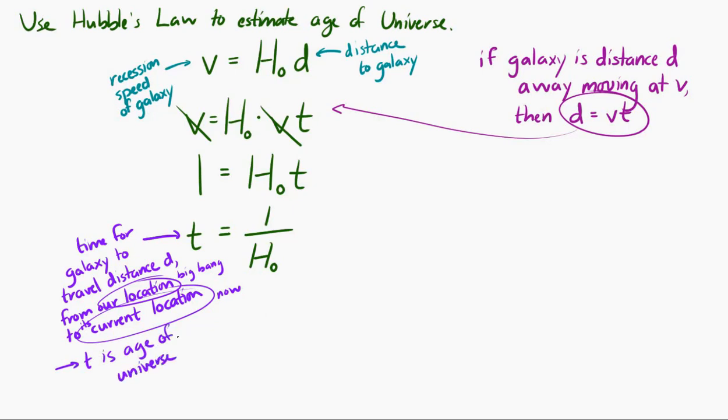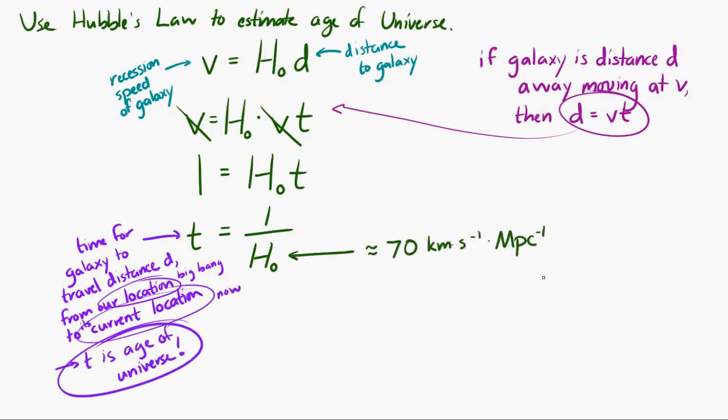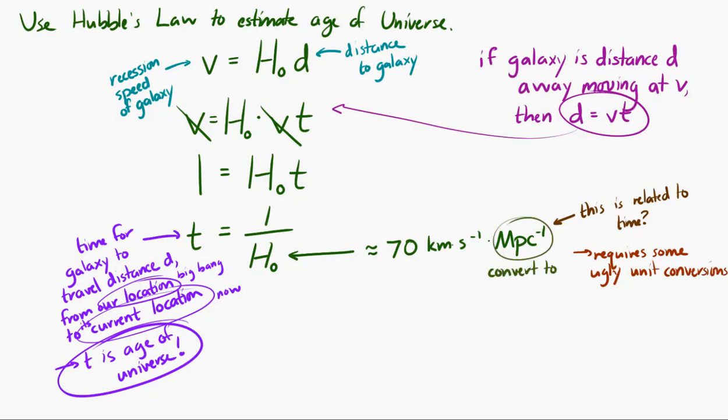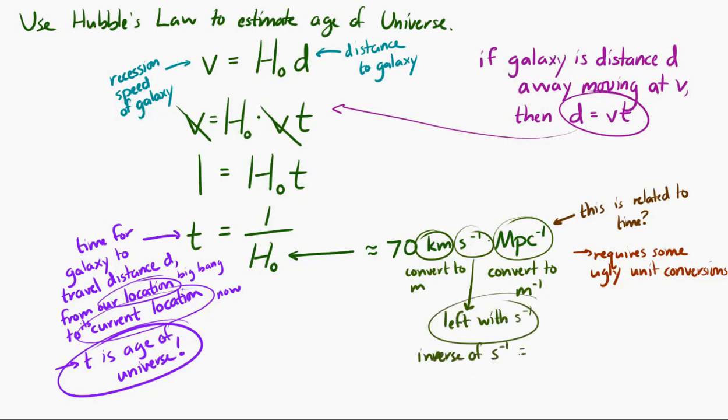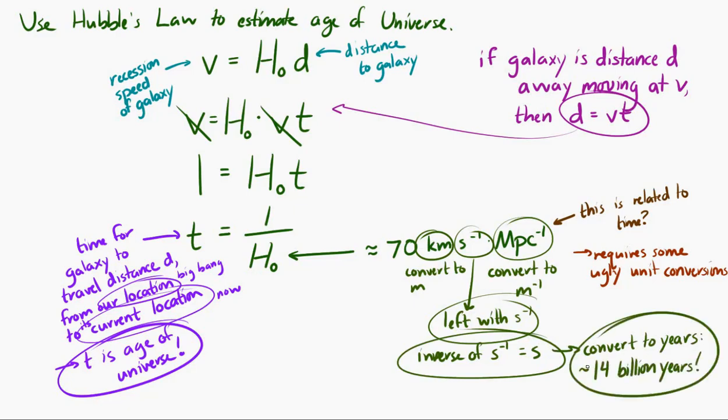1 over the Hubble constant, well, the Hubble constant is approximately 70 kilometers per second per megaparsec. 1 over the Hubble constant doesn't really seem like it should have time units, but it does. You have to do some unit conversions. You have to convert kilometers to meters, and convert inverse megaparsecs to inverse meters, and then you get something that's in inverse seconds, and you take the inverse of that, and it's in seconds, and you have to convert it to years. It's a lot of work. But if you do that, you get approximately 14 billion years, which is a pretty good estimate for the age of the universe.